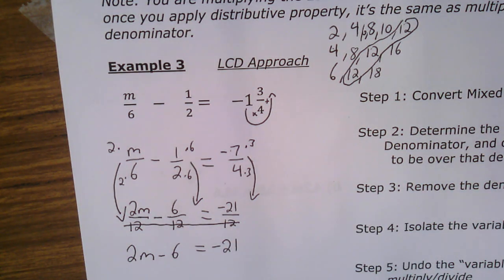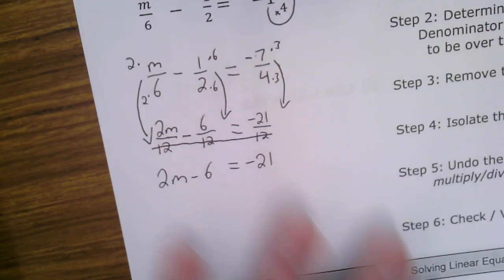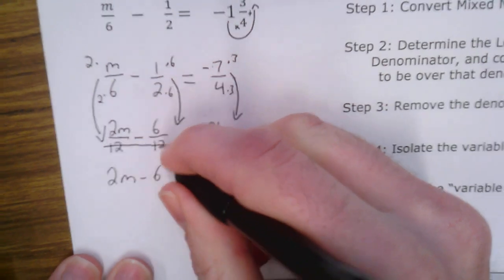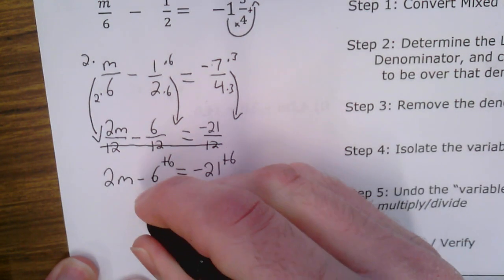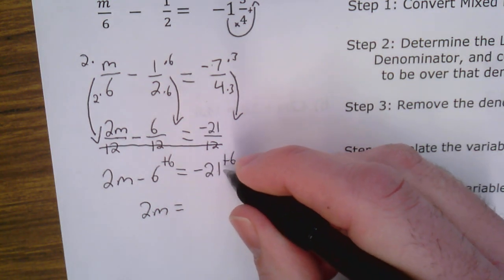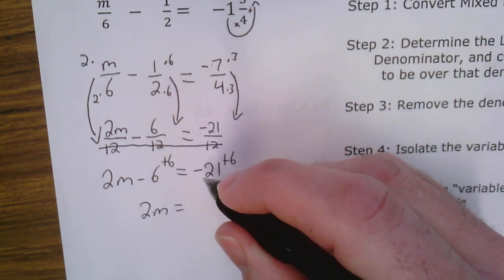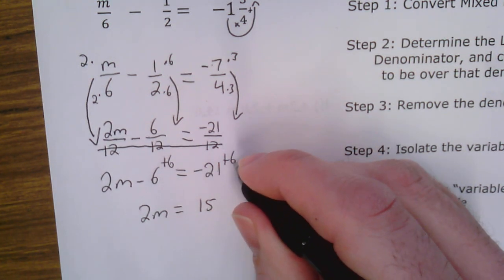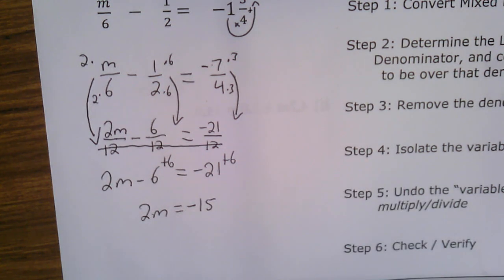Okay? And at this point, it's now an easy two-step equation. We've simplified the process for ourselves. We're just going to add 6 to both sides. 2m equals, well, hey, negative 21 plus 6, we know different signs subtract. 21 minus 6 is 15. And we know there's more negatives than positives, so it's negative 15.